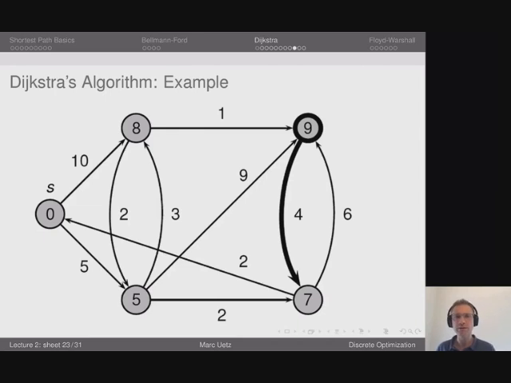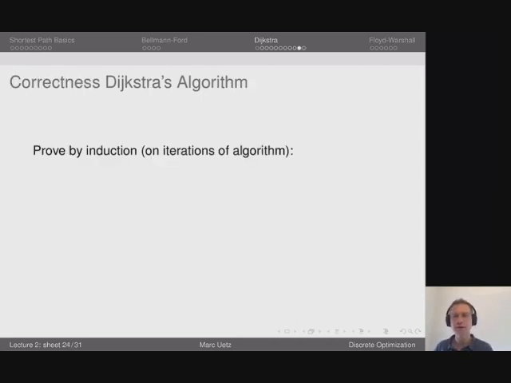Okay, so let's look at the correctness proof. Why does this actually work? The correctness proof is an inductive proof on the number of iterations of the algorithm, or if you wish, on the size of the set of vertices that have been processed already, which is V without V star. Remember, V star is the set of vertices that still need to be processed. So this is the set of vertices that have been processed already. And it's an inductive proof on the size of this set.